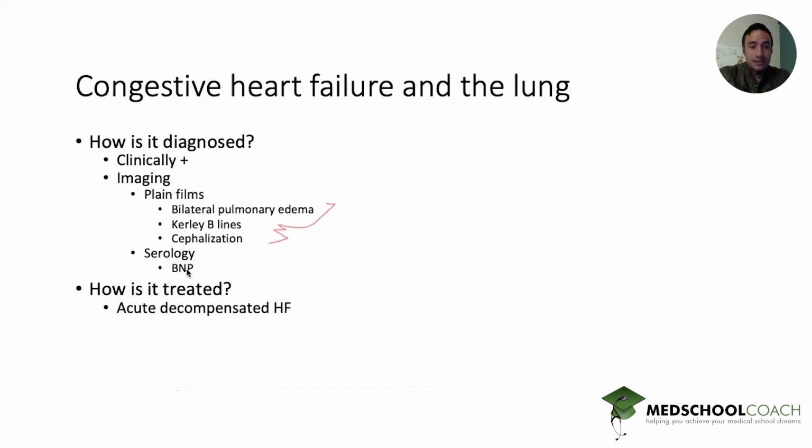Serology with a BNP, the brain natriuretic peptide, is another sensitive marker that can be used as an initial screening test at various values, and we'll talk about that as well. And then how is it treated? Acute decompensated heart failure is treated with furosemide, which does two things. One, it promotes diuresis, and two, it causes pulmonary vasodilation that improves dyspnea.